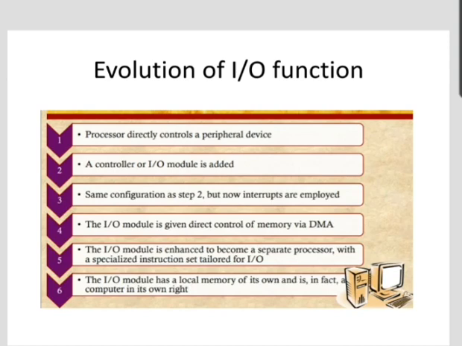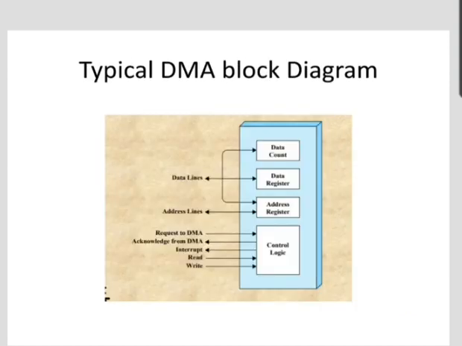Next is the evolution of input output function. First, the processor directly controls a peripheral device. Second, a controller or input output module is added. Third, same configuration as step two, but now interrupts are employed. Fourth, the input output module is given direct control of memory via DMA. Fifth, the input output module is enhanced to become a separate processor with a specialized instruction set tailored for input output. The input output module has a local memory of its own and is in fact a computer in its own right.